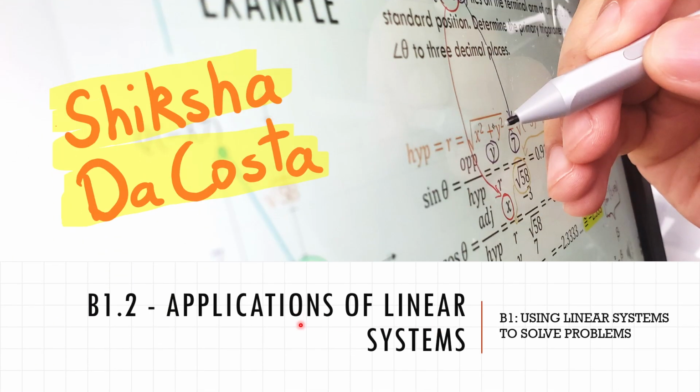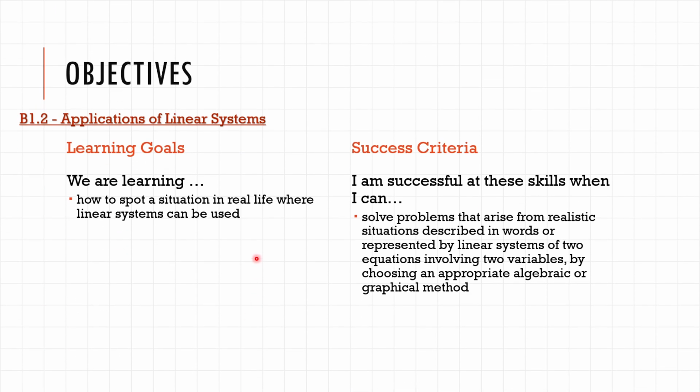Today we're going to learn about where we see linear systems in real life and how they're applied. As part of this lesson, you're going to learn how to spot a situation in real life where you say to yourself, hey, I bet a linear system can be used to solve this. And you're successful when you can actually solve those problems that arise from real world situations, if those are described to you in words or if they're represented already to you by a linear system of two equations that involve two variables. And the way we're going to solve these problems is by choosing the best method to do so, whether that's algebraically or graphically.